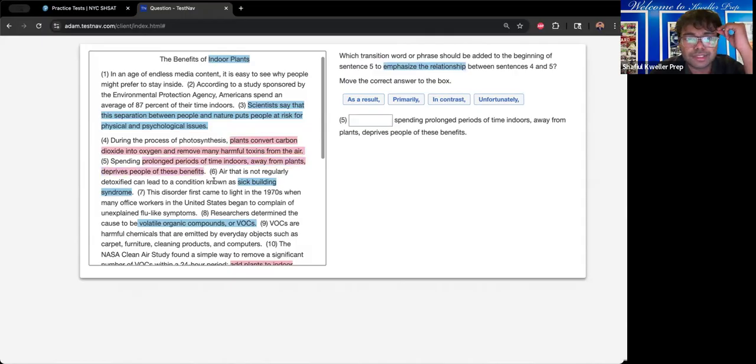Oh, okay. So there's no contrast. This just says how plants are good. So as there's no as a result, it should just be unfortunately. Unfortunately says that the situation switched. It's saying that plants remove harmful toxins. So unfortunately, if you spend time at home and not with plants, then this deprives you of your benefits. Yeah. Okay, let's go to the next one.